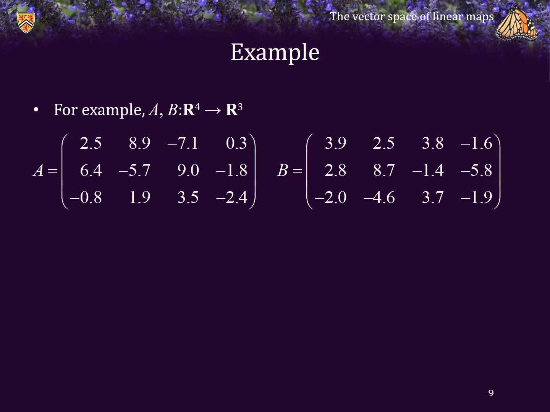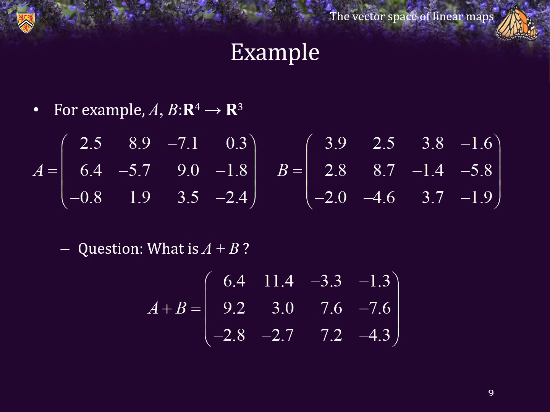So, for example, here we have two matrices A and B that map R^4 onto R^3, thus both are 3 by 4 matrices. What is A plus B? Well, A plus B is just the sum of the corresponding entries. So, if we wanted to apply A plus B to a vector U, we have two choices. We can either multiply U by the matrix at the bottom, or we can multiply U by each of the matrices at the top and add the two corresponding vectors together, and you will always get the same result.